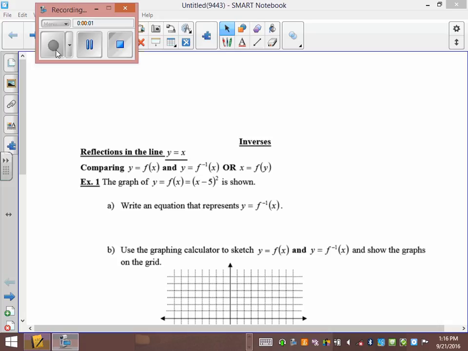Going to reflect in the identity line y equals x. It's called the identity line.